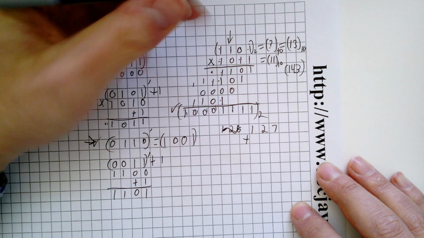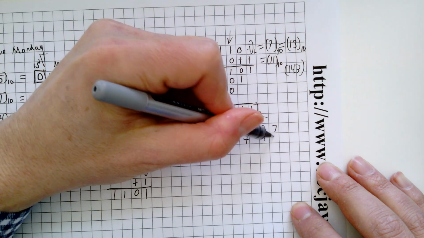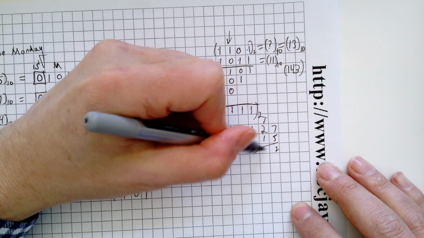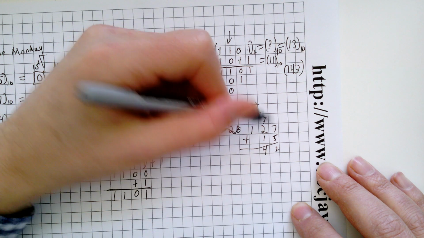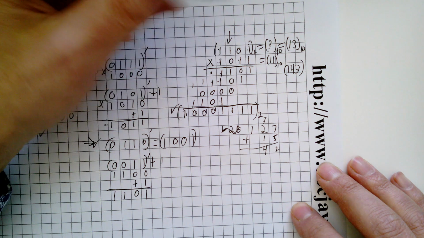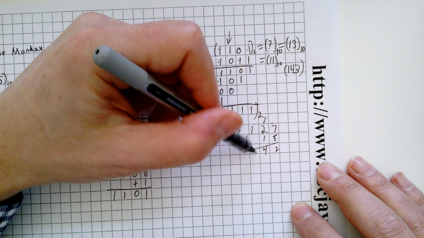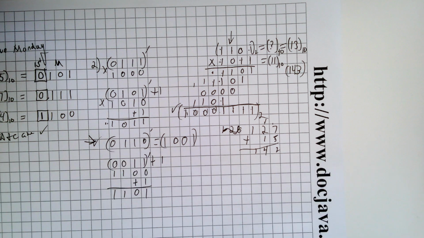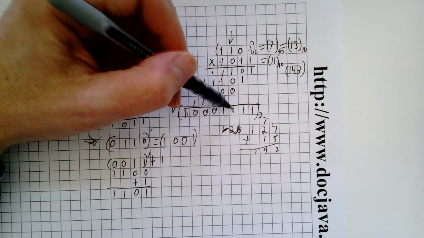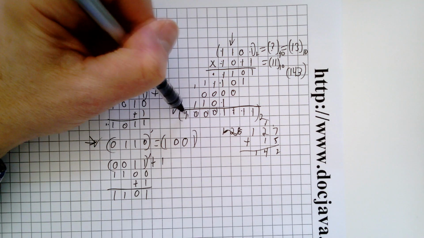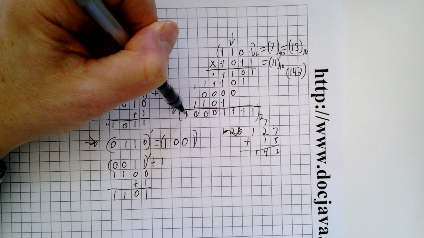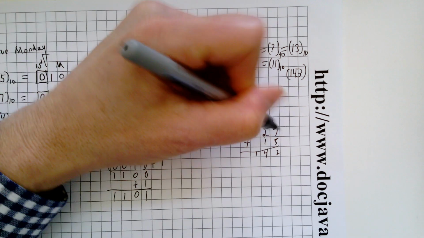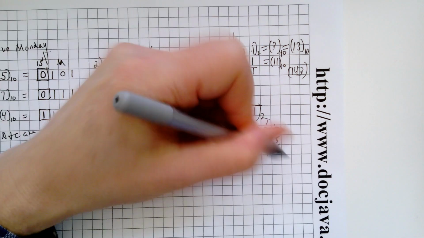Plus 15, which is 2, carry the 1, 4. Sorry, did I make a mistake? Huh, looks like it's 142. Tell me I did something wrong. Let's see. 1, 1, 1, 1, that's 15 for sure. Maybe 2 to the 7 is 128. That's where I went wrong. And so that is 143.